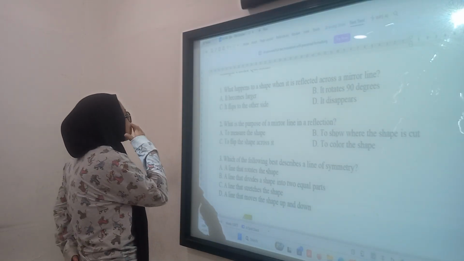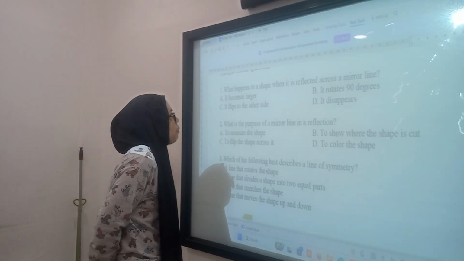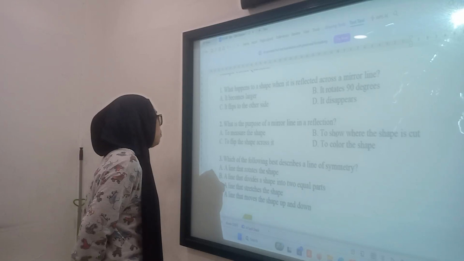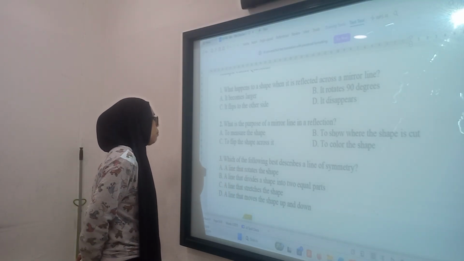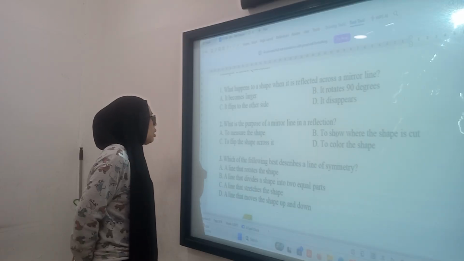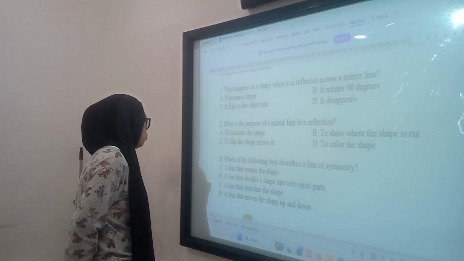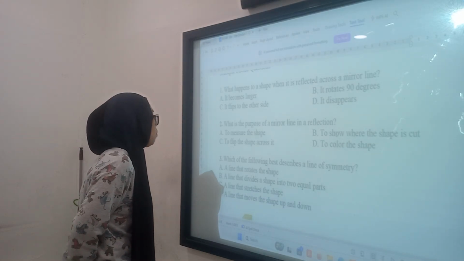Question number one: what happens to a shape when it is reflected across a mirror line? The answer is C, it flips to the other side. What is the purpose of a mirror line reflection? The answer is C, to flip the shape across it. Number three: which of the following describes a line of symmetry? The line that divides a shape into two equal parts.